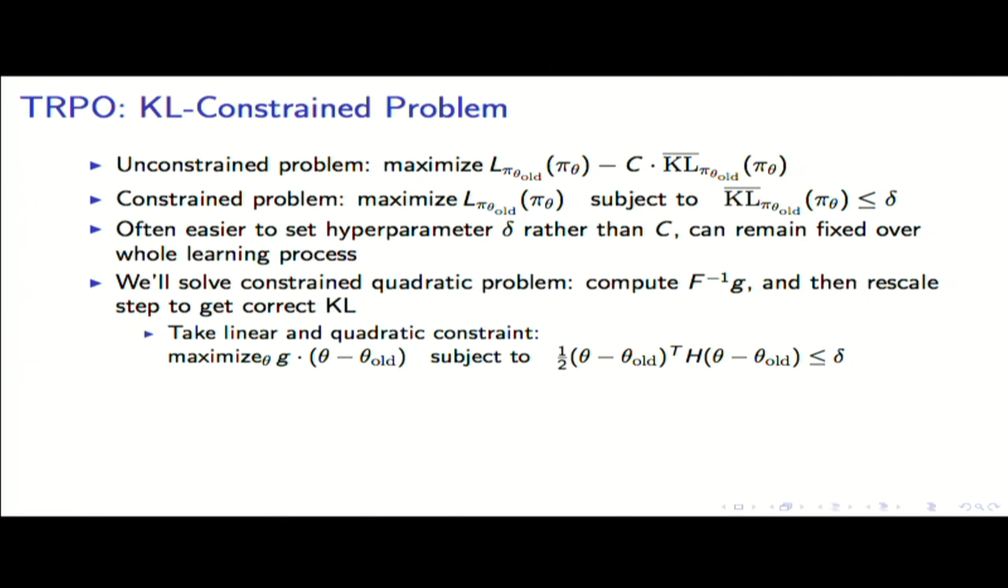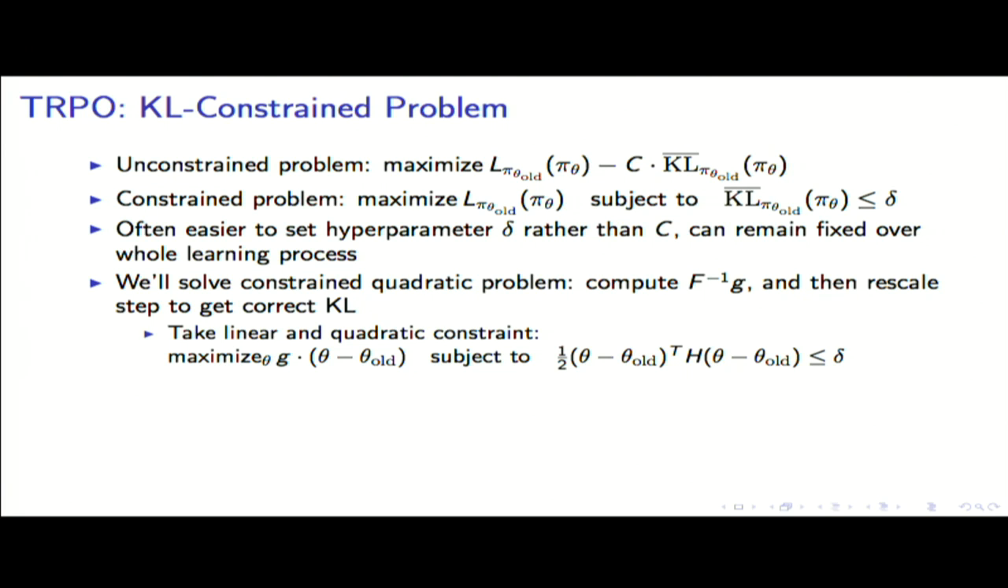But in the constrained formulation, you don't care about the scale of the rewards because that's just a fixed constant in front of your objective. You have a hard constraint, so you don't have to worry about how to weigh the objective versus the KL penalty term. So that's the main benefit of using the KL constraint.